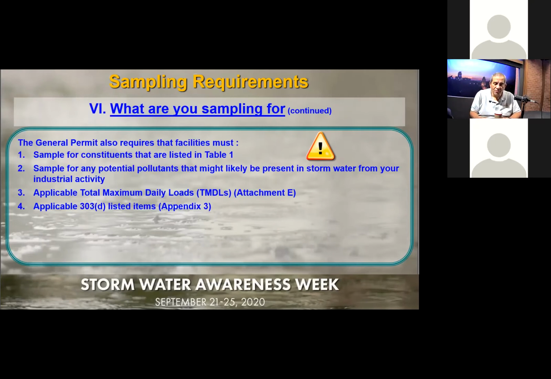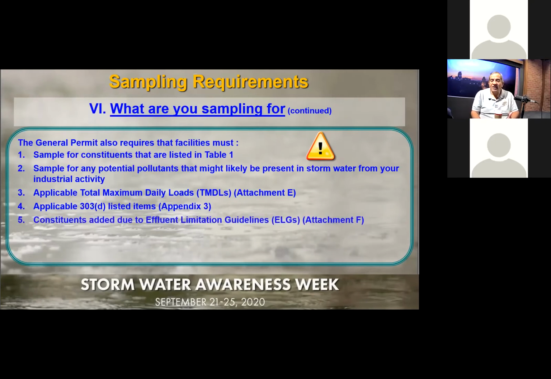You've got to grab your samples. I recommend at least 4 consecutive samples showing that we don't have this constituent, it's not in our stormwater. So even though it's a potential pollutant that we've determined, and also a 303 listed item, we've proven that it's not a problem.